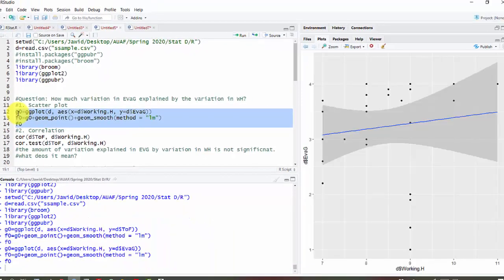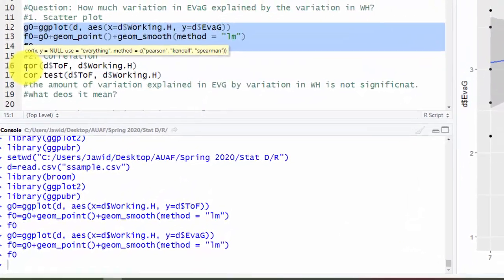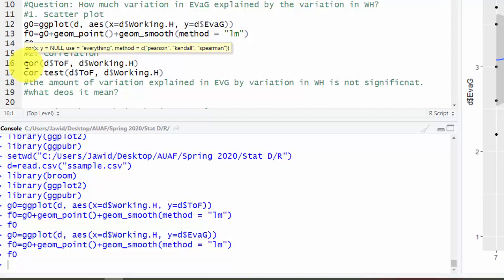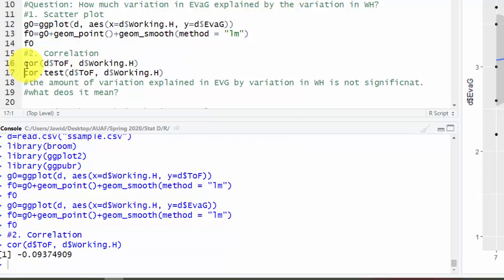Now you can see here the gray area around the fitted line is very wide, and we know that the observed values, in other words these points, are very far from the fitted values, which is the blue line. In order to calculate the amount of correlation, I use the correlation function, which gives minus 0.09, which is 9%, a very low correlation.